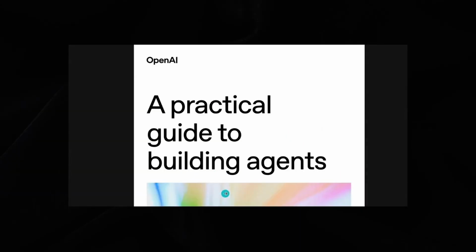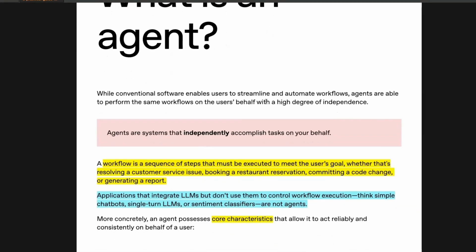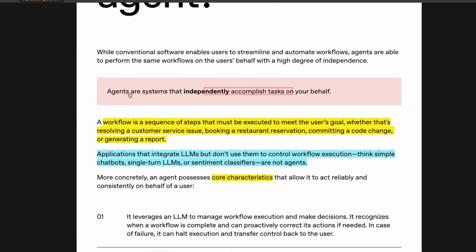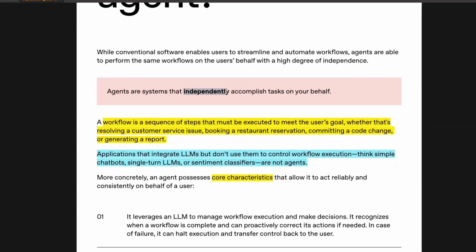So in this video, we're going to have a very deep dive into this guide, and also share some of my thoughts. First, we're going to try to answer the question, what is an agent? OpenAI has a very specific definition. Agents are systems that independently accomplish tasks on your behalf. So they need to have autonomous decision-making capabilities.